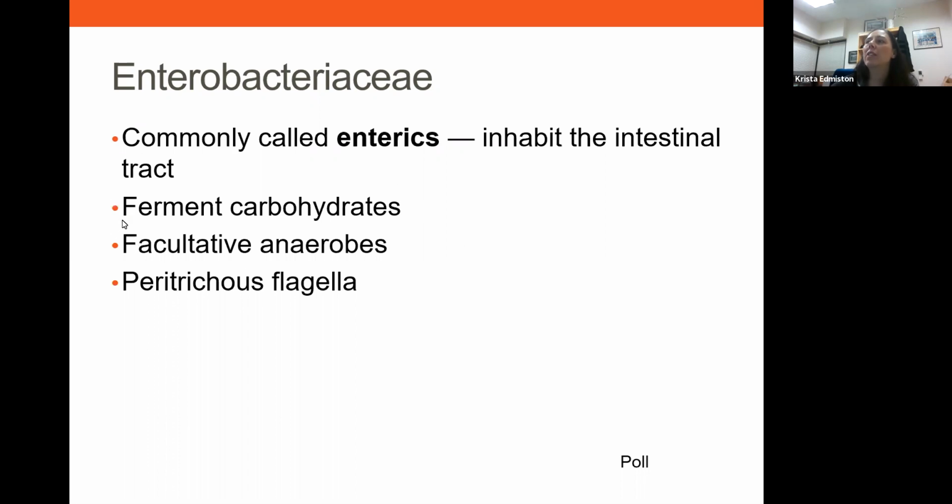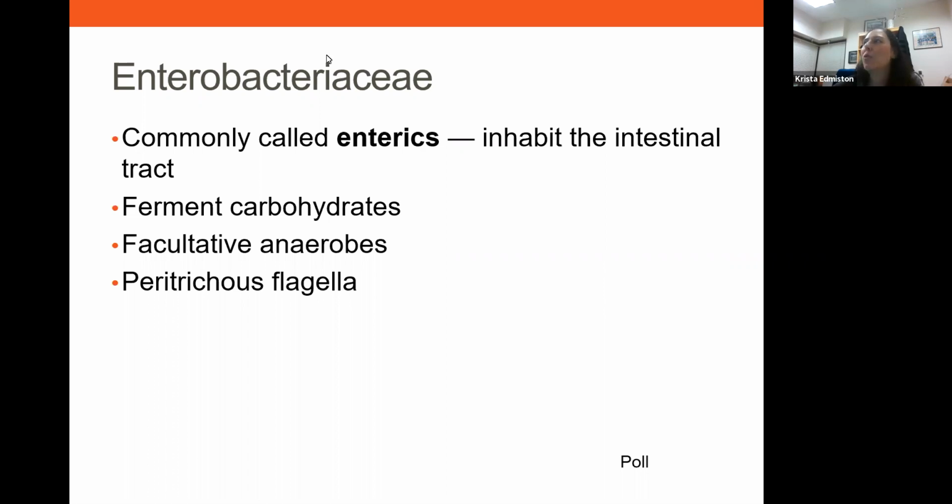Some unique things about them is that they ferment carbohydrates. So our intestinal tract is a really great place to encounter carbohydrates. And it is a mostly anaerobic environment. You can imagine deep in our intestines, there's very little or no oxygen there. So it's a great place for bacteria that ferment carbohydrates because there's no oxygen available and there's lots of carbohydrates. So it's a good place to live. But they can also, they're facultative anaerobes, and hopefully we remember what that means.